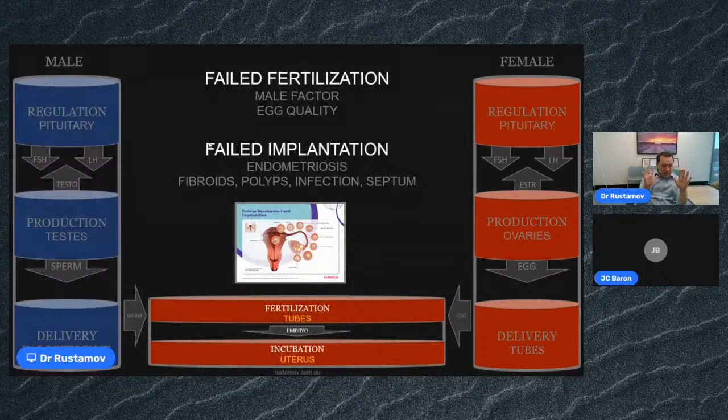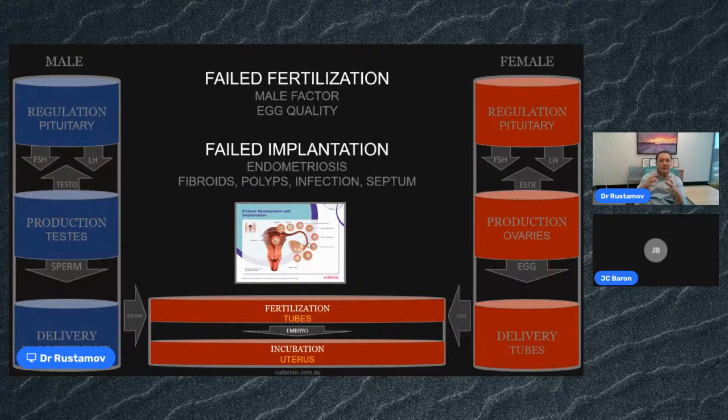Okay, so now we have covered regulation, production, and delivery of the gametes. Then we have two more steps before we can achieve successful pregnancy. First is fertilization of the egg with sperm, which, as we said, happens here in the tube. The tube is responsible for fertilization and also for incubation of embryos for 5 days. The tube has a function of passage of the egg, sperm and embryo, and also the function of incubation. Both of these functions of the tube should be intact to have a successful pregnancy.